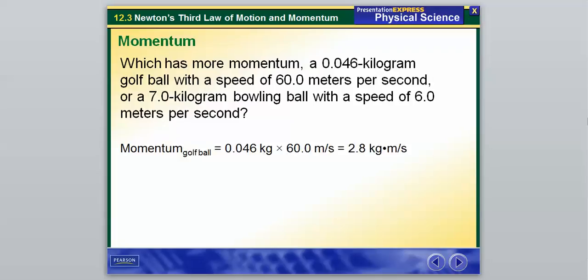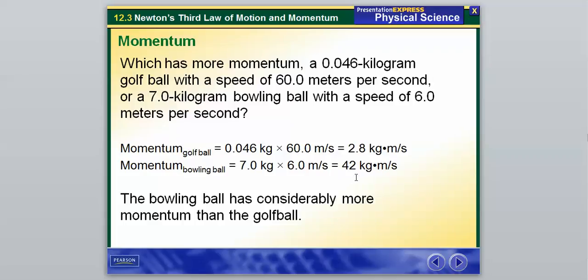The momentum of the golf ball, you just take 0.046 times 60 meters per second, and you get 2.8 kilograms meters per second. And then hopefully we can see now what 6 times 7 is going to give us. 6 times 7 is going to be 42, and obviously the bowling ball has a much greater momentum than the golf ball. And I would probably write that down. I'll probably ask you on your quiz what had the greater momentum in the sample problem, and you need to know that the bowling ball had the greater momentum in the sample problem.